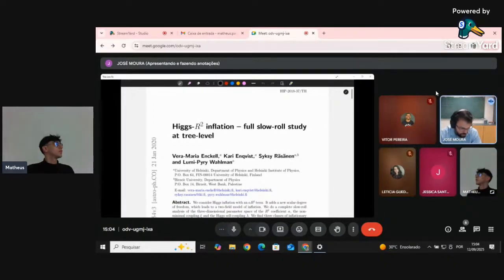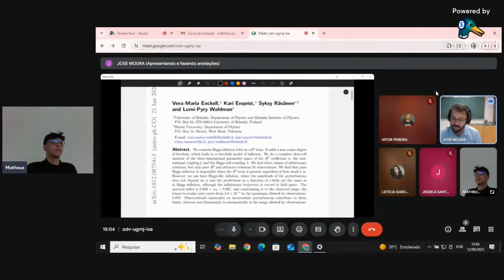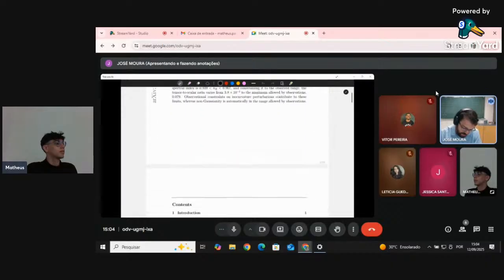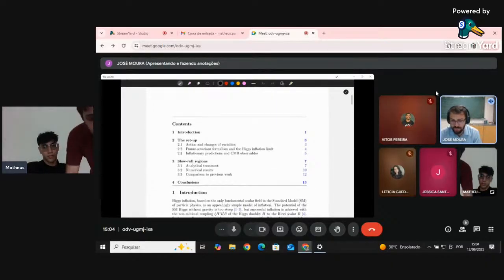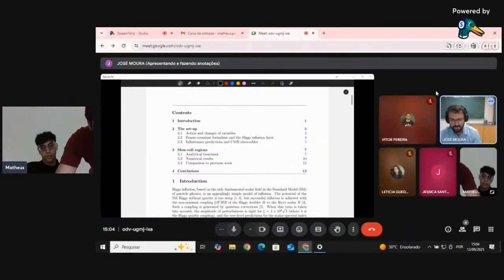So today I'll be shortly talking about this paper here, Higgs-R square inflation. It's a slow roll study at tree level for this model. It's a very interesting paper. It's something that I was interested in a few weeks ago. I realized that my interest was not leading me anywhere, but fine. Basically, the motivation for this is the following.